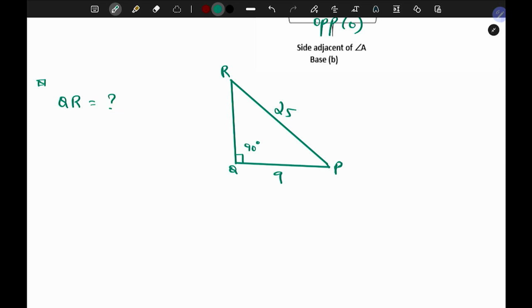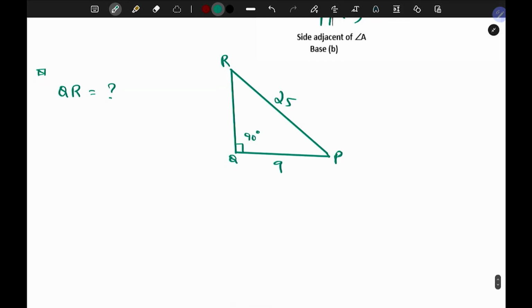Now this is not the only way the question can be represented in the exam. They can say that in a right angle triangle, right angle at Q, PR is equal to 25 and PQ is equal to 9. Find the value of QR.